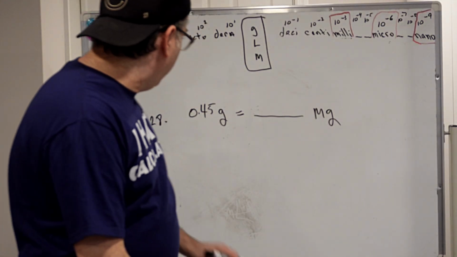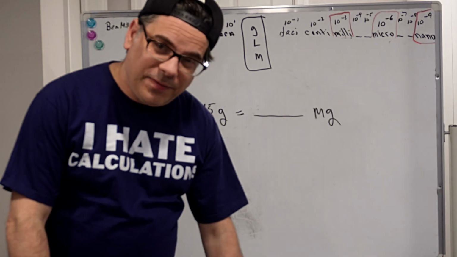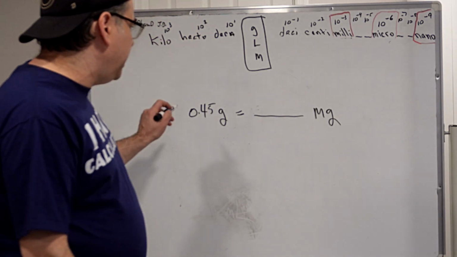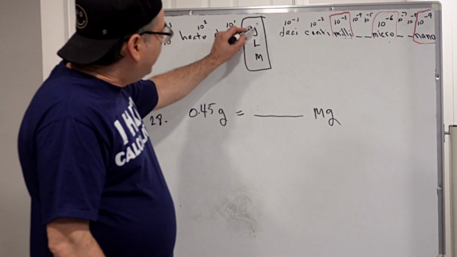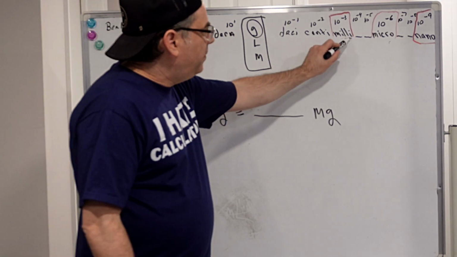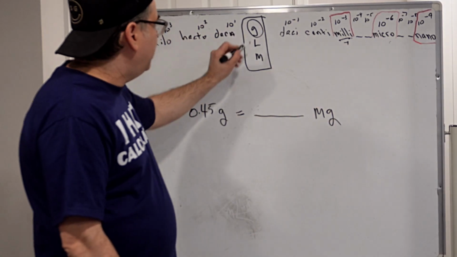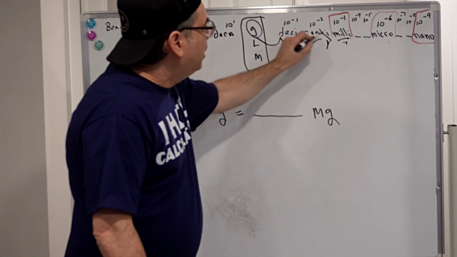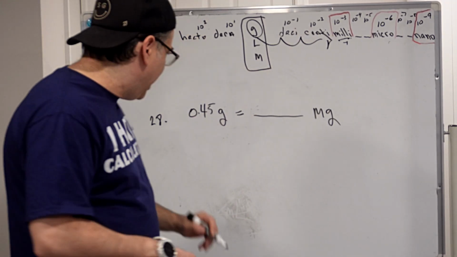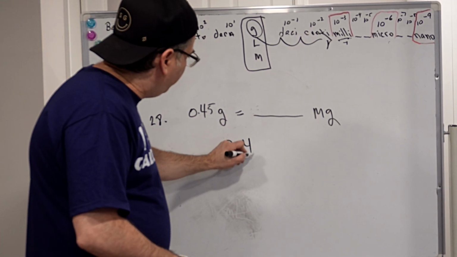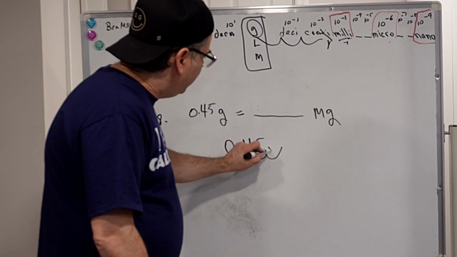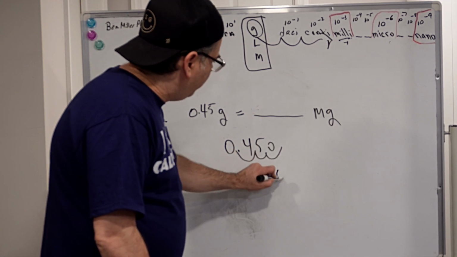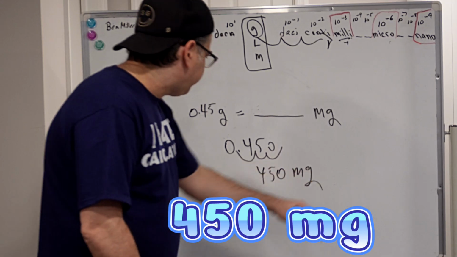Okay, number 28. I'm going to give you a little story behind this. So we're going to go 0.5 gram. First, let's just do this question. So gram, again, is the base unit. Milligram is over here, 10 to the negative 3. So we go 1, 2, 3. We move it 3 spaces to the right. So we have 0.5, and we have 1, 2, 3. So we have 450 milligrams.